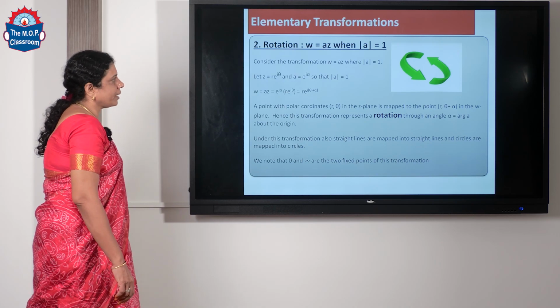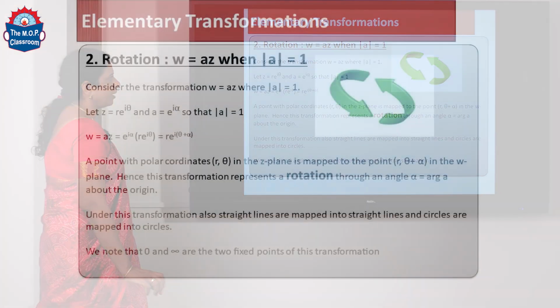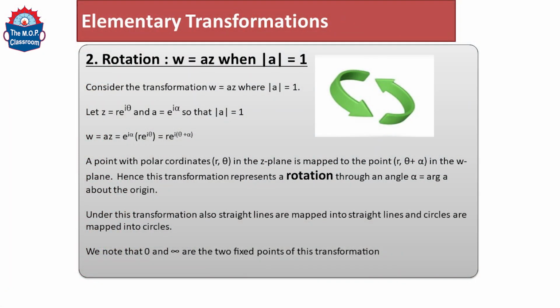Next comes the rotation. Rotation is nothing but w equal to a z where modulus of a equal to 1. So, we define z in polar form as r e power i theta, and a equal to e power i alpha with modulus of a equal to 1. So, w equal to a z, after substituting, e power i alpha into r e power i theta. After simplification we will get r into e power i (theta plus alpha). A point with these polar coordinates r comma theta in the z plane is mapped to the w plane.